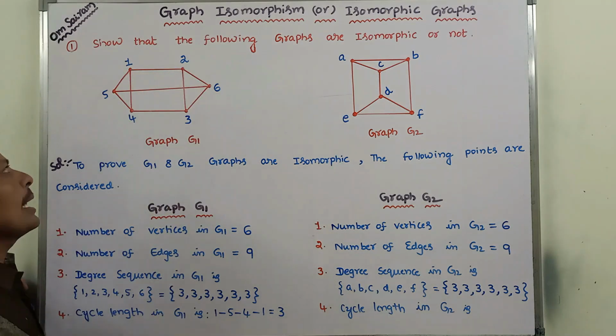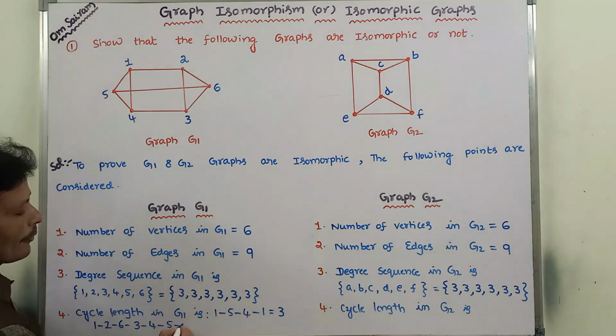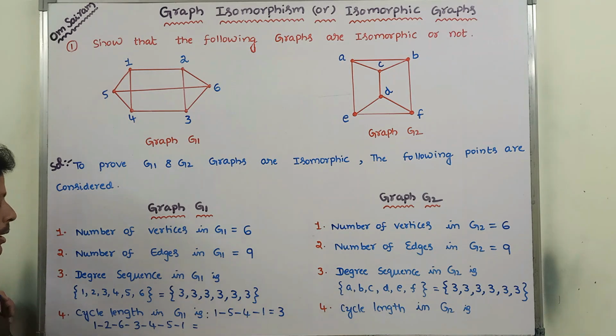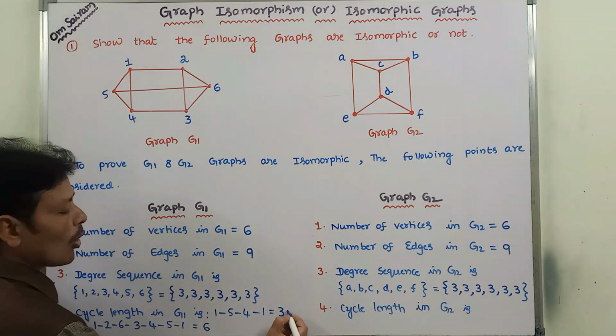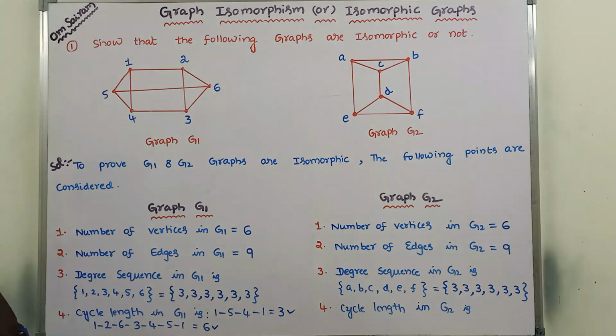The maximum possible cycle length is, so that is 1 to 2, 2 to 6, 6 to 3, 3 to 4, 4 to 5, 5 to 1. What is the cycle length here? 1 to 2 is one edge, 2 to 6 is another edge, 6 to 3 is another edge, 3 to 4 is another edge, 4 to 5 is another edge, 5 to 1 is another edge. 1, 2, 3, 4, 5, 6. The smallest possible cycle length is 3, and this is the longest possible cycle length, 6.